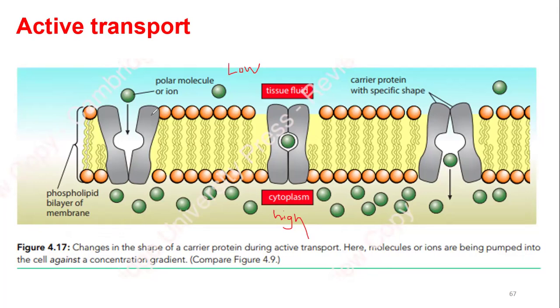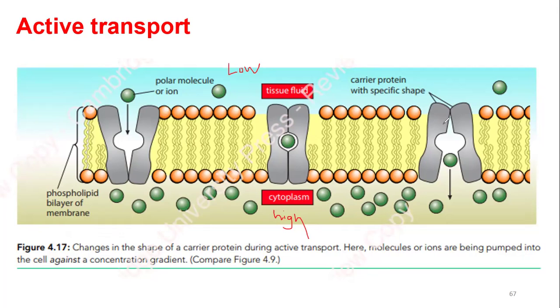But in that case, we are going to have special proteins involved. Which proteins are going to be carrying those ions from their region of low concentration to their region of high concentration. So what happens is that the ion comes, attaches to the protein, and then the protein changes shape and flips the ion into the cell. So that process is by active transport. Why active transport? Because for this carrier protein to change shape, it requires energy from the process of respiration.